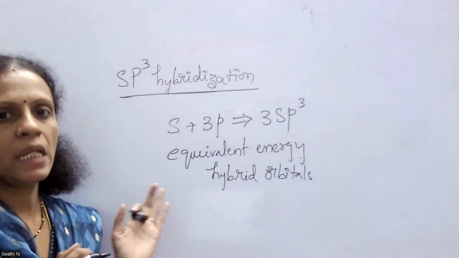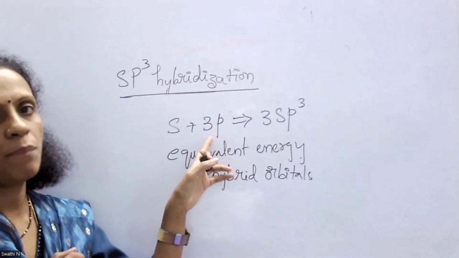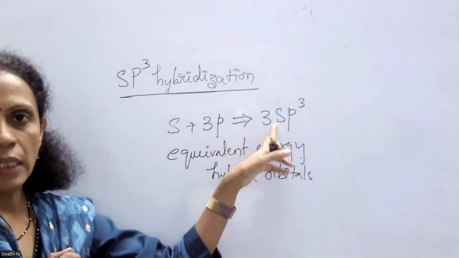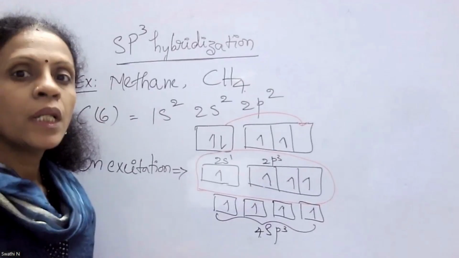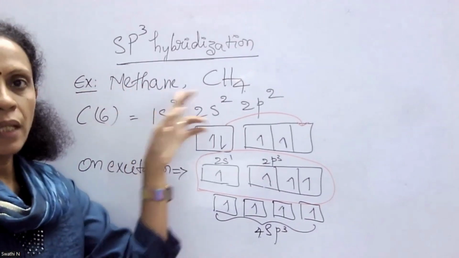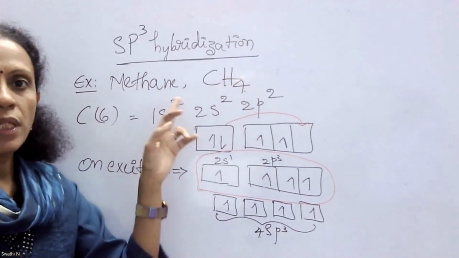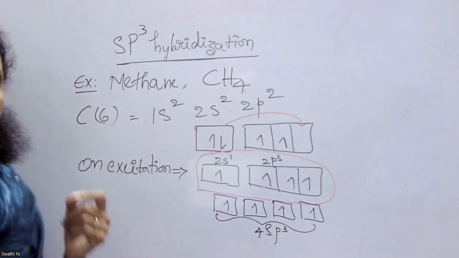Now coming to sp³ hybridization, here one s orbital will be intermixing with 3 p orbitals, and that is how we will be getting 3 sp³ hybrid orbitals which are having equivalent energy. Now let us consider an example for sp³ hybridization. The example is methane. The formula is CH4. So here also carbon is in sp³ hybridization state. Now let us see how that occurs.